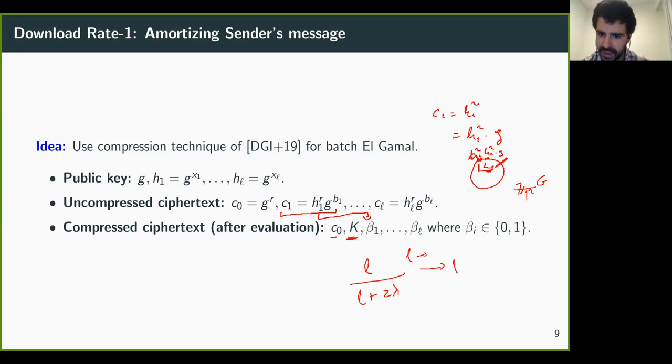I'm sorry, is there a problem? I guess, is there a problem with having the betas and the breakpoints all being known? No, because this is a post-processing operation. I see. It's only a function of the original ciphertext. Of the ciphertext, exactly. Okay. Perfect.